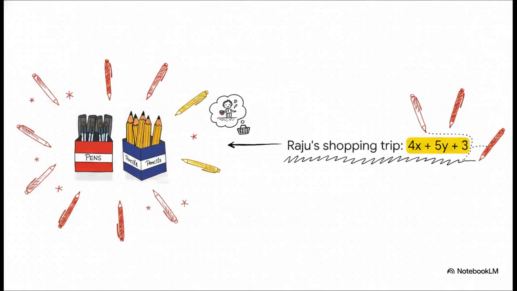Let's start with something we've all done, a simple shopping trip. Imagine our friend Raju goes to a stationery shop. The shop owner tells him, hey, the red boxes have 4 pens each and the blue boxes have 5 pencils each. So Raju decides to buy X number of red boxes and Y number of blue boxes. And, as a bonus, he gets 3 extra pens absolutely free. So if we look at the total number of items he has, it's 4X plus 5Y plus 3. Do you see what just happened there? A regular, everyday shopping trip literally just became a mathematical expression.